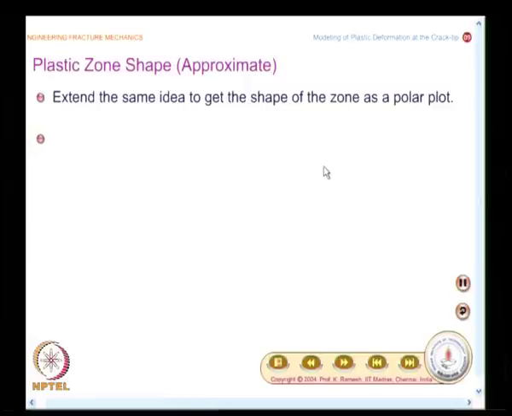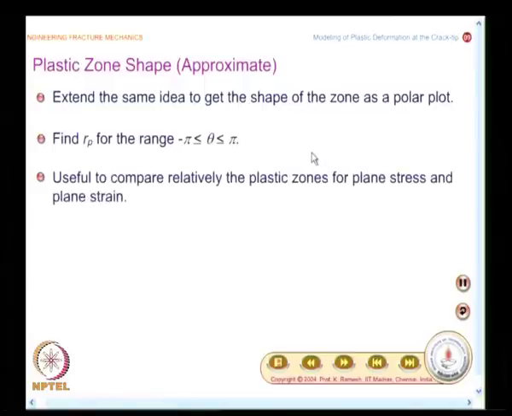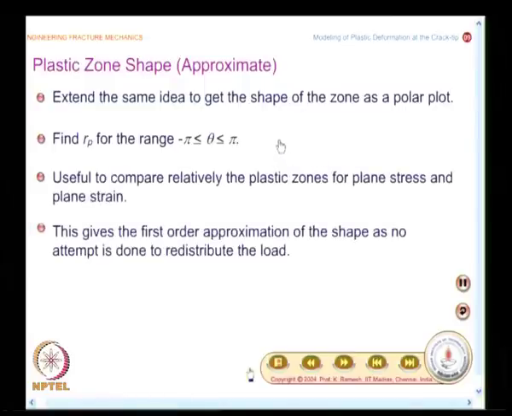We have the expressions for sigma 1 and sigma 2 in terms of theta. So, we will express the value of R p in the range minus pi to pi as a function of theta, and draw the polar plot that will help us to relatively compare the plastic zones for plane stress and plane strain. This is the purpose.